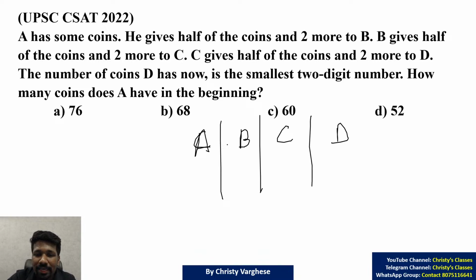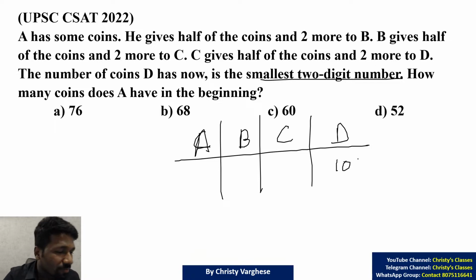So D is having the smallest 2-digit number, that is 10 rupees. Start from there. How? D has 10 rupees now. From where did D get this 10 rupees? Because C gave him the money. D didn't have any money before. C gave all the money to D.